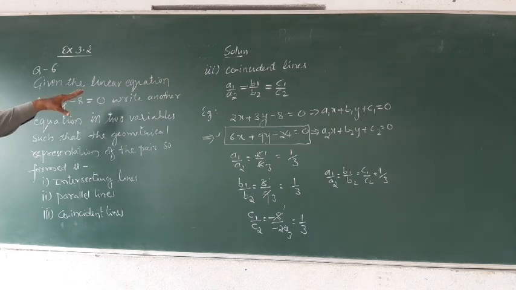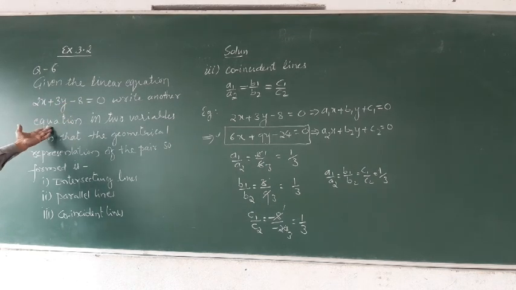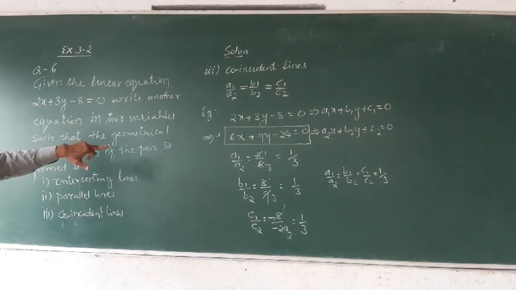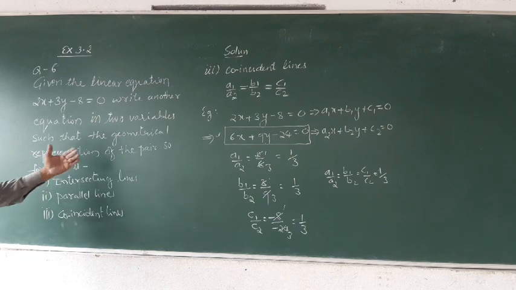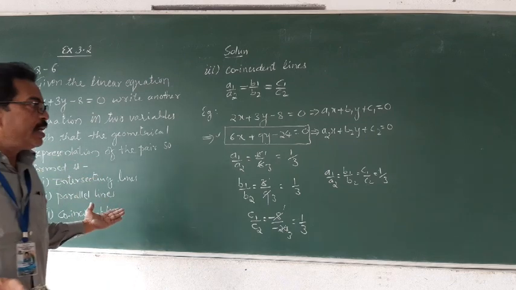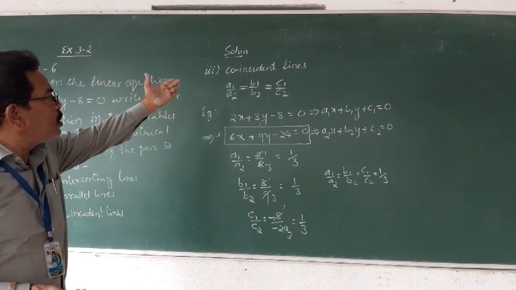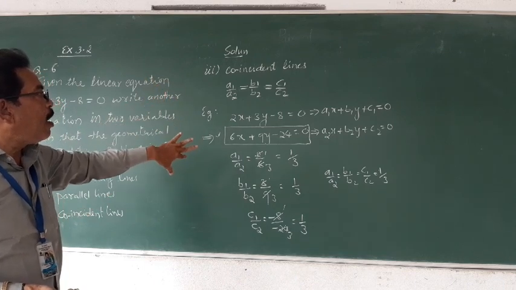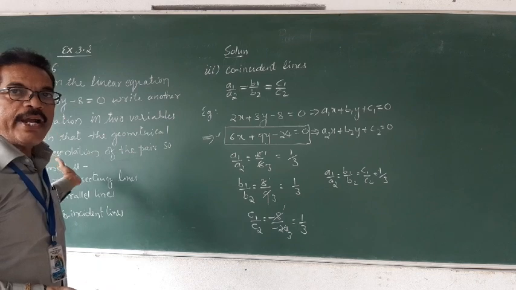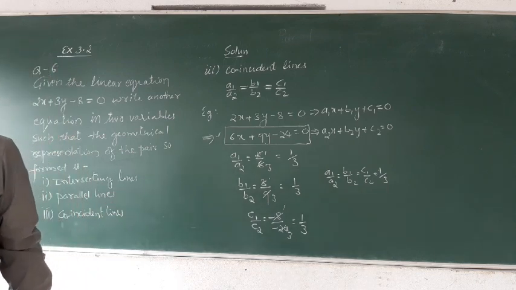Given the linear equation 2x plus 3y minus 8 equals to 0, write another equation in two variables such that the geometrical representation of the pair so formed is intersecting lines, parallel lines, coincident lines. So I have taught you the method of how to obtain those required equations. Okay.